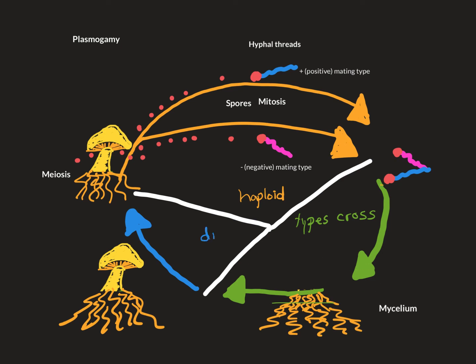This is called plasmogamy. After they've combined and grow and obtain sufficient resources, they will continue the cycle and form a fruiting body, or a mushroom.